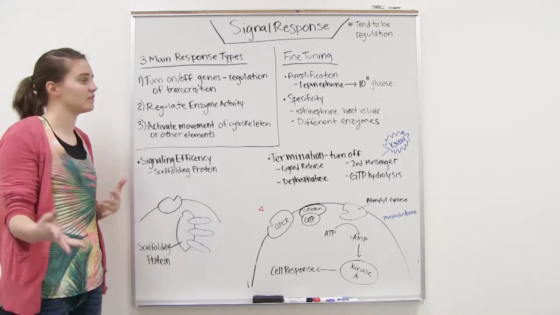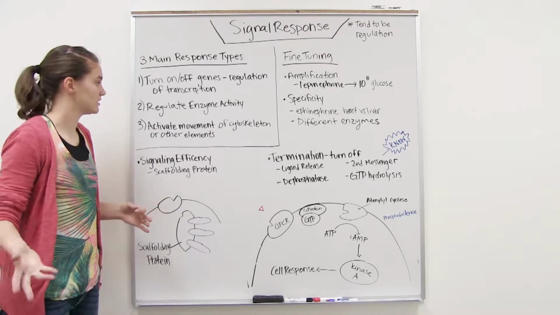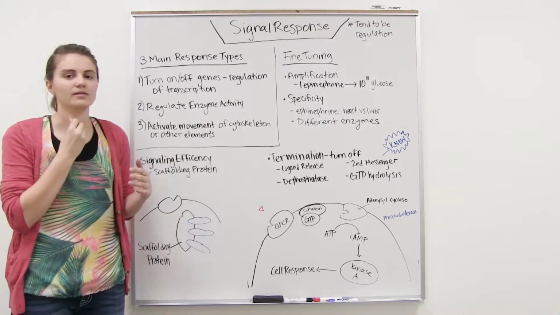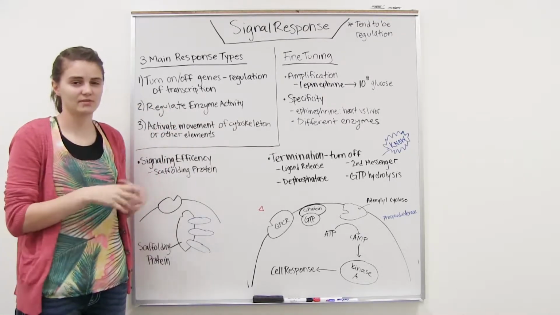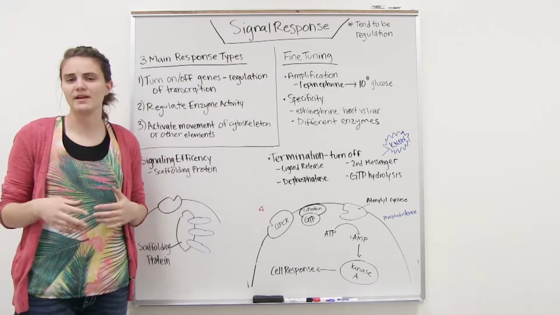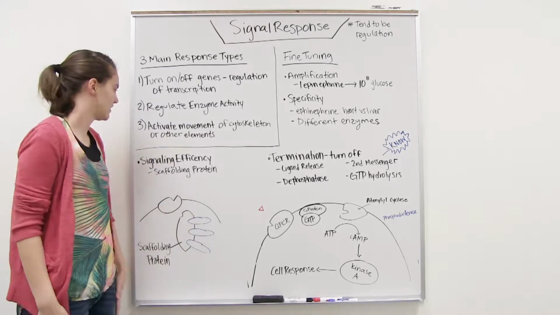The second thing is that it can regulate enzyme activity. So if we've already created the protein, but we don't want it to function, or we want it to start doing what it's supposed to do, then we can regulate it. And we talked a little bit about different ways to regulate enzymes in another video, such as allosteric and non-competitive, and adding different molecules to activate and inactivate them.